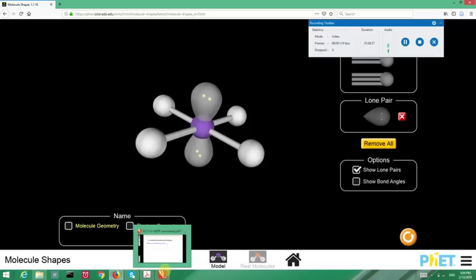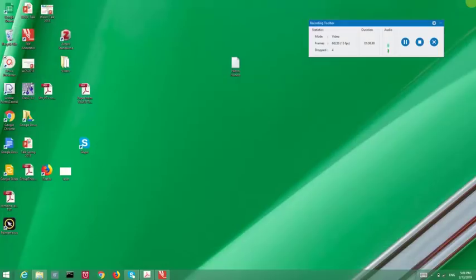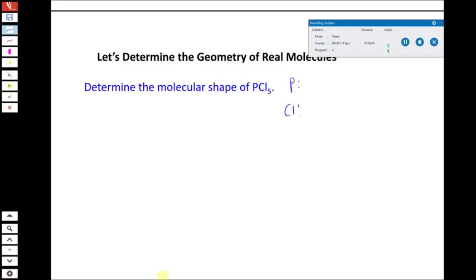I might close this because sometimes it bogs down my tablet if it's running, so I don't think we'll come back to that. Anyway, so PCl5, we have 1 phosphorus that contributes 5 valence electrons. We have 5 chlorines that each contribute 7. And that gives us a total of 40 valence electrons. So in drawing the Lewis structure of this molecule, we have 40 total valence electrons, and especially for the point of doing molecular shape, we have to figure out the distribution of those on the central atom.